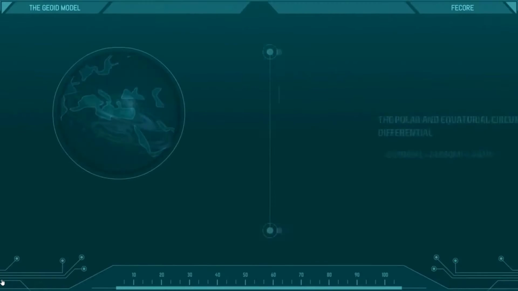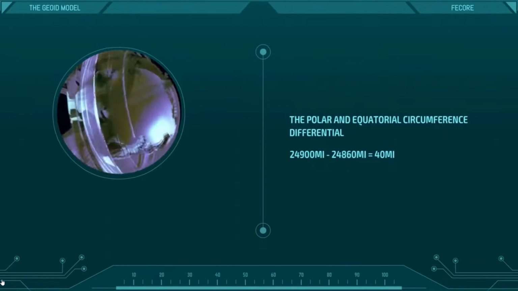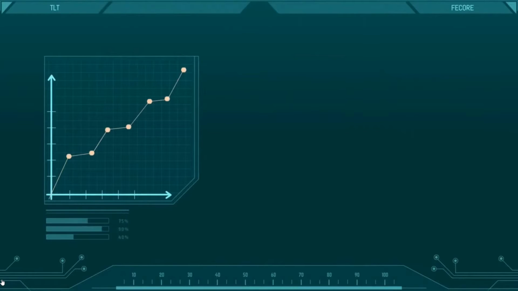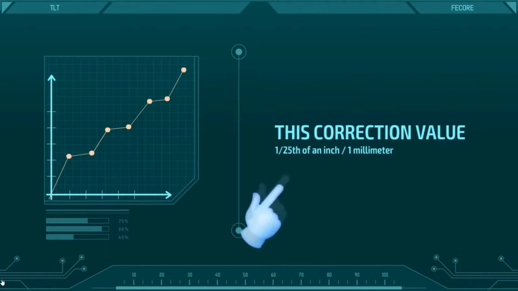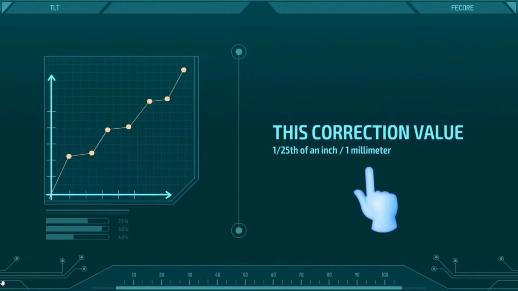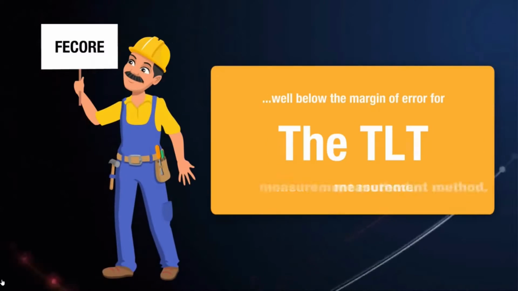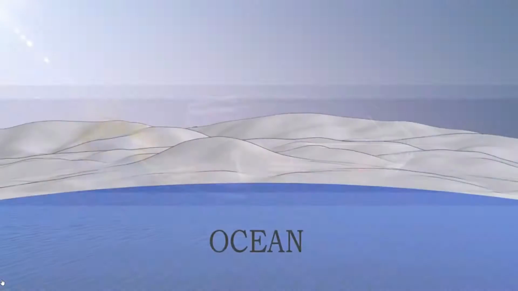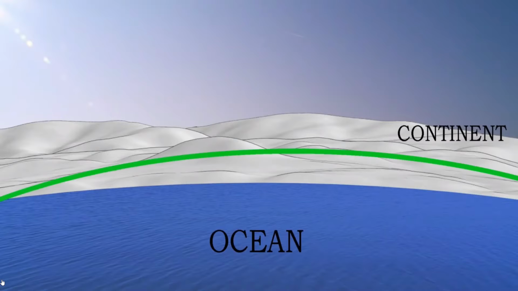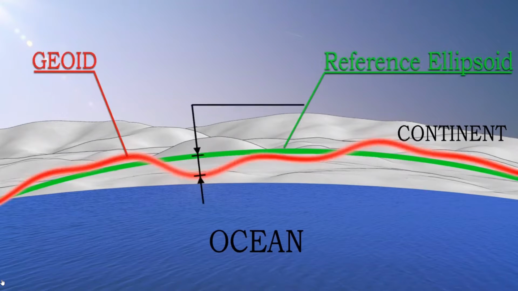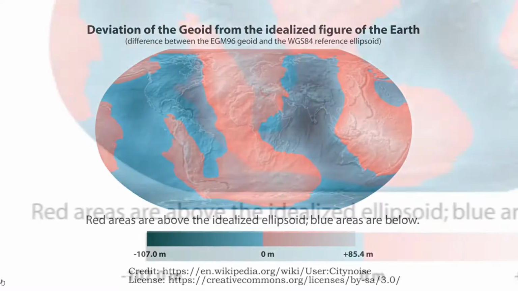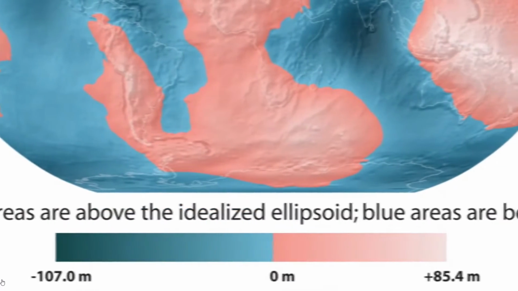The polar and equatorial circumference differential is relatively insignificant to factor in, but FE Core did calculate the ellipsoid correction for each measurement. This correction value in the magnitude of 1/25th of an inch, or 1 millimeter, is well below the margin of error for the TLT measurement method. The WGS-84 geoid is not a perfect ellipsoid geopotential surface, and it may have local anomalies. Deviation from the perfect ellipsoid surface is called geoid undulation. The WGS-84 geoid undulation map shows these correction values, so this data can be compared with laser and target positions.